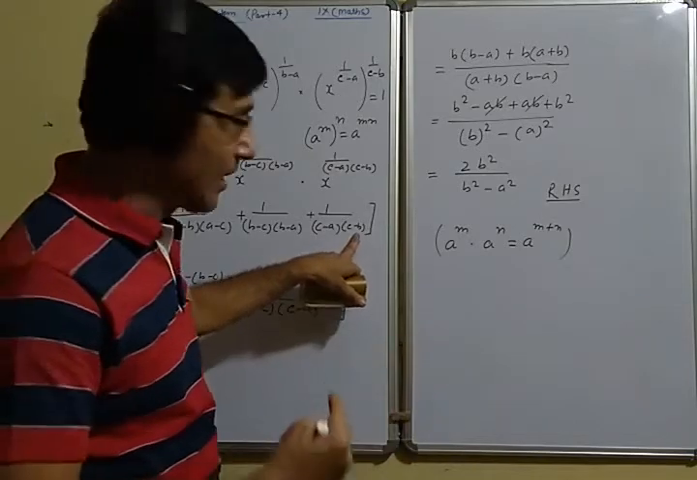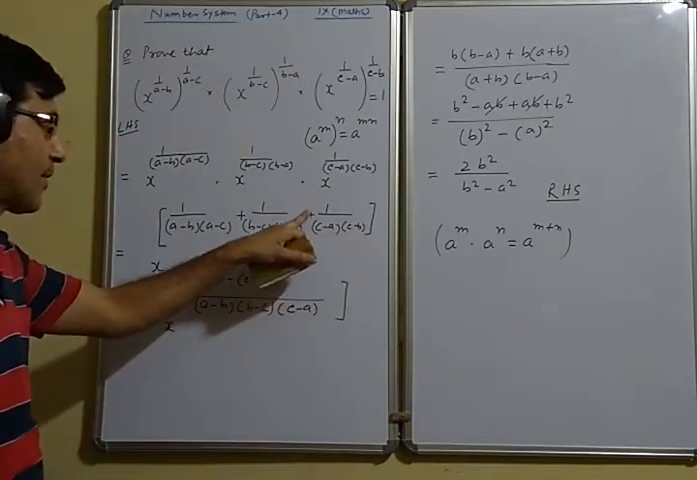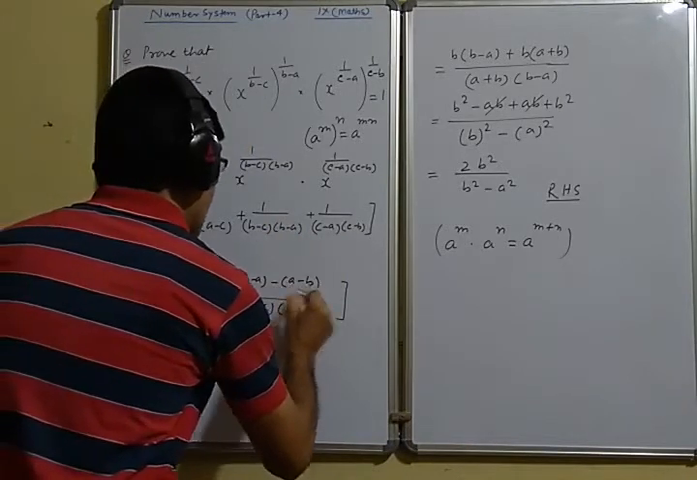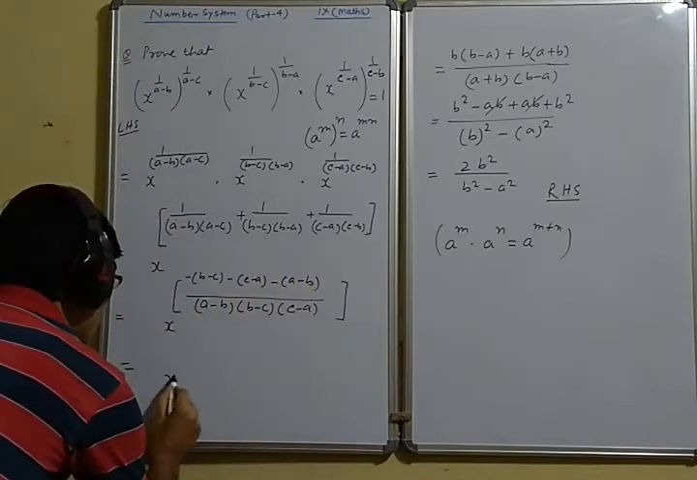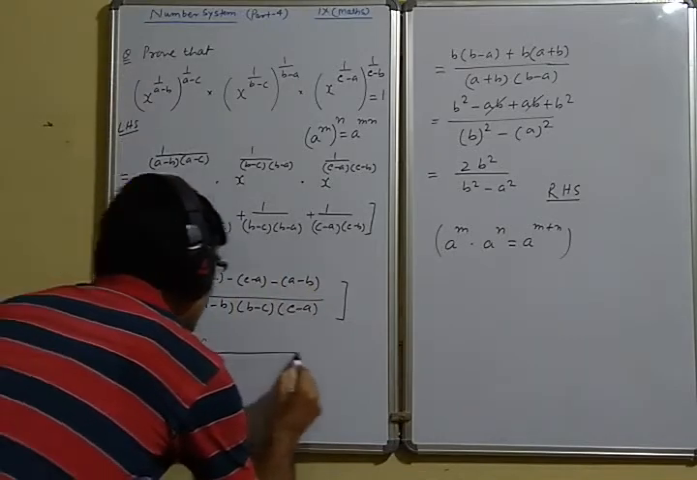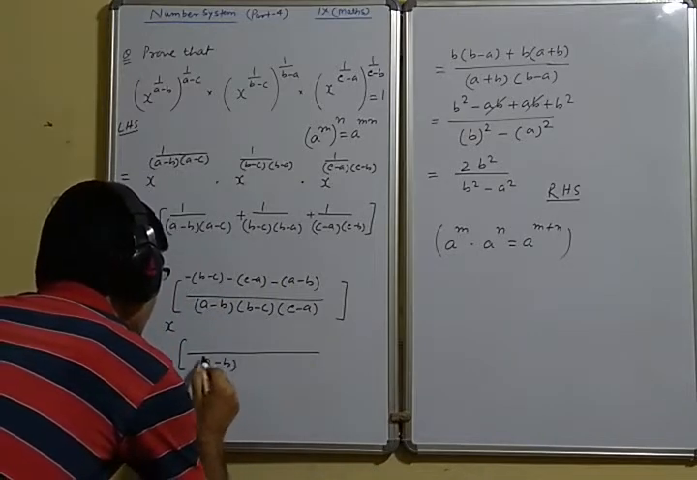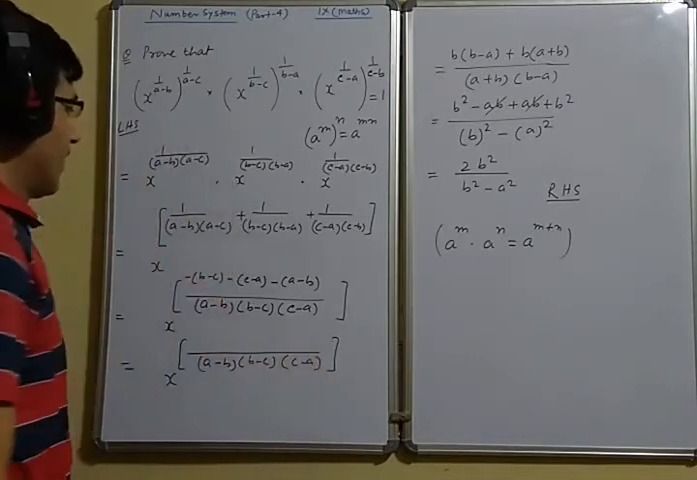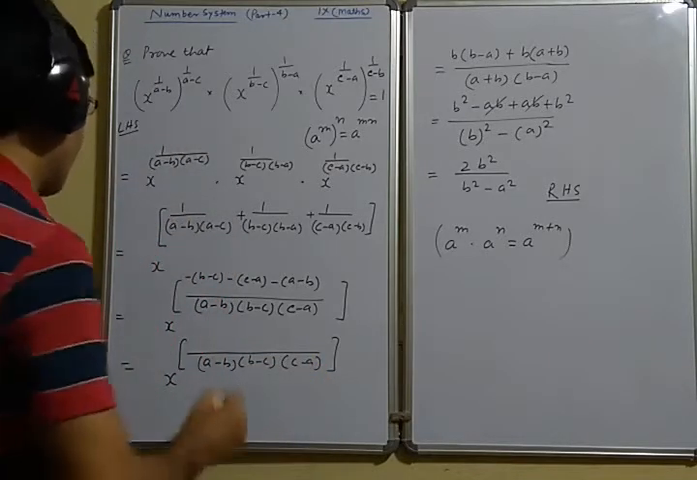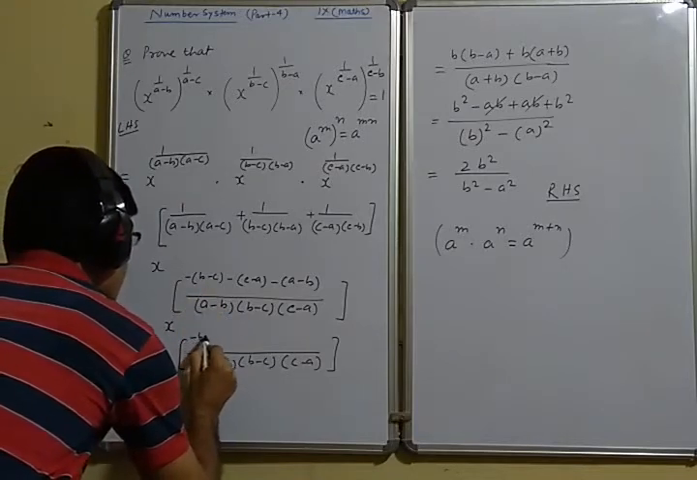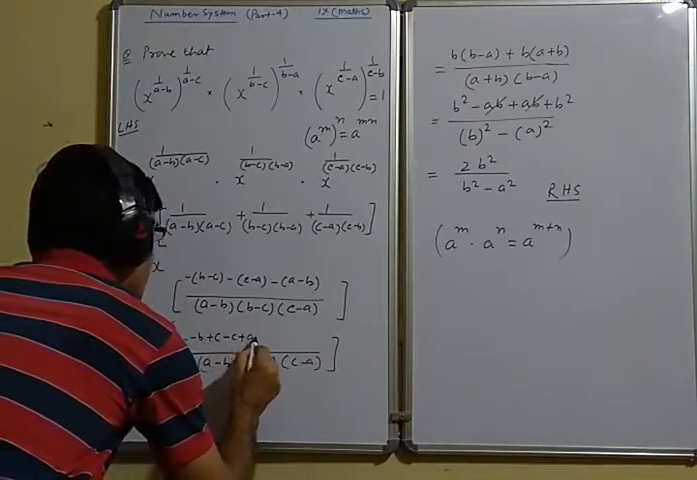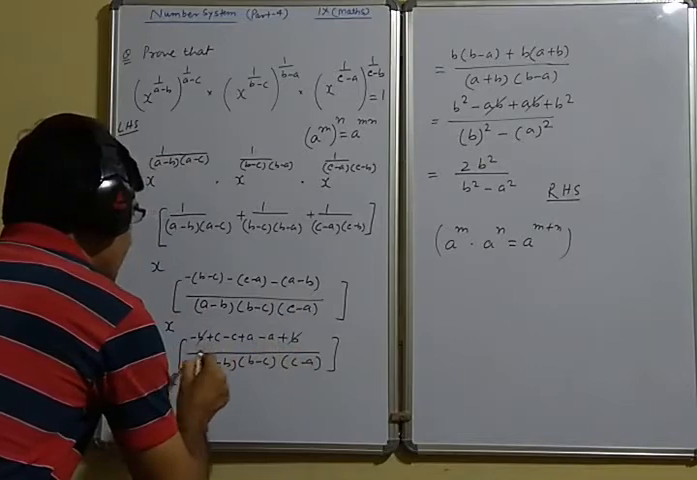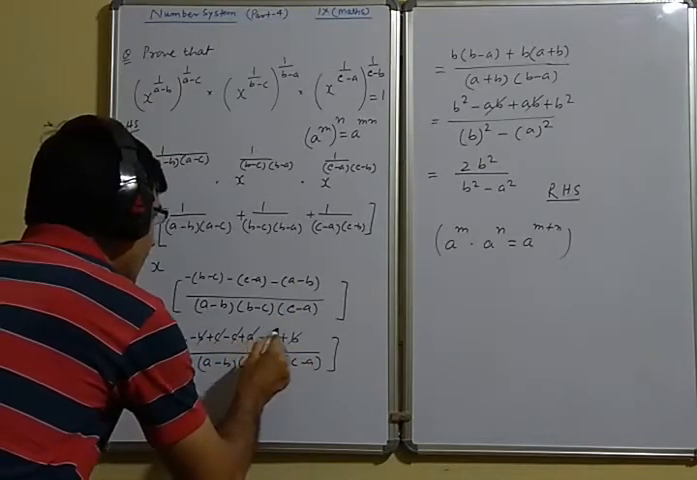So if you take the minus sign common, it becomes B minus C with a negative sign. So B minus C cancel out, so we'll get minus A minus B. So this implies that again we can write in the denominator: A minus B, B minus C, C minus A. Now let us see the numerator of this power. Open the bracket: minus B plus C minus C plus A minus A plus B. B cancels out, C cancels out, A cancels out.